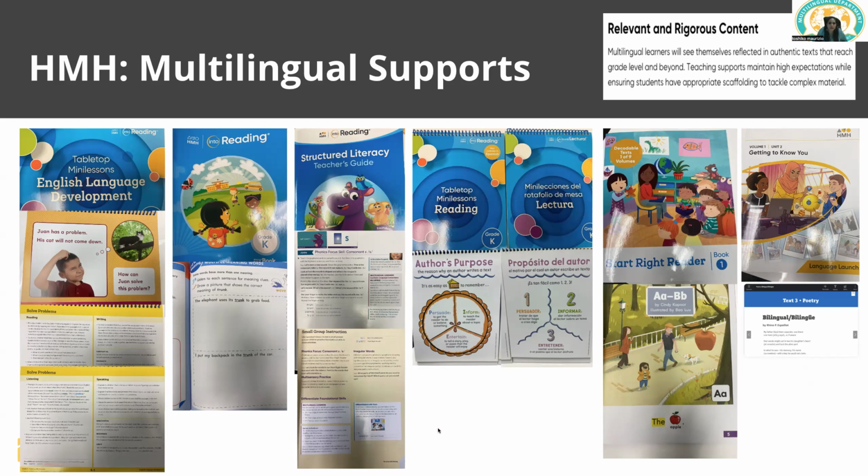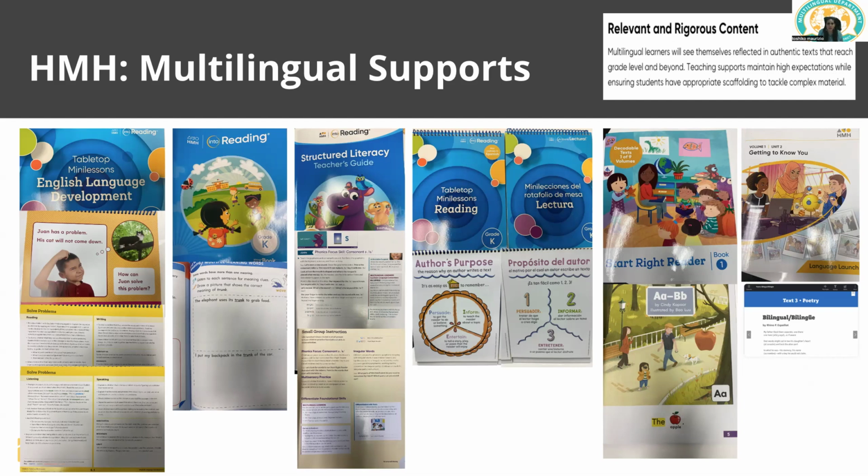And then for tabletop mini lessons, what I loved about the Spanish version, there's also a Spanish version of the mini lessons as well as the English. When you look at both of them, they're pretty much in line. But the one thing that we liked about the HMH is that the translations were very, very authentic.